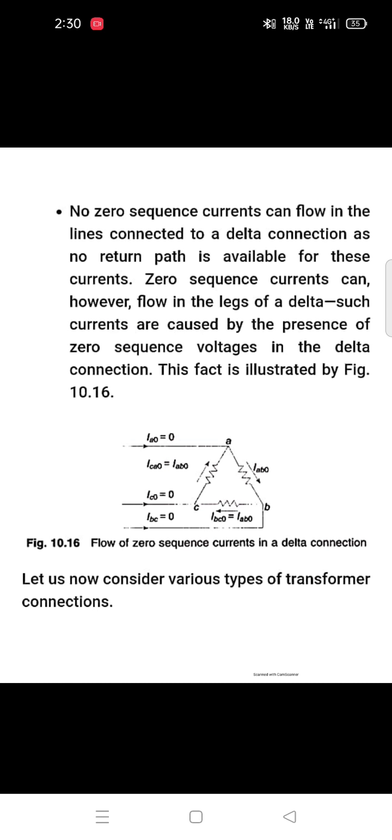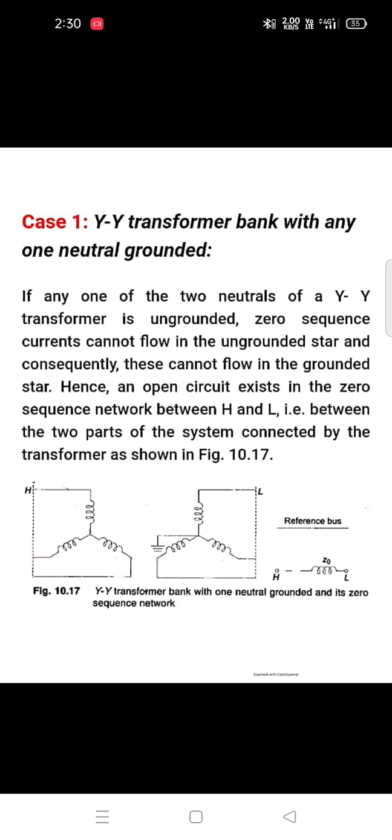So, now we have already obtained the three observations. Let us now take the various types of transformer connections. First is the star-star transformer bank with any one neutral grounded.